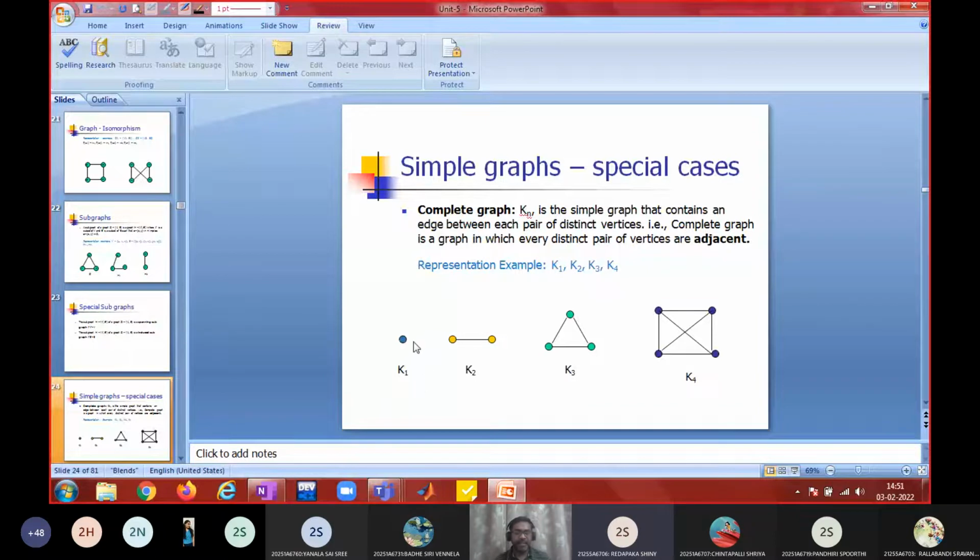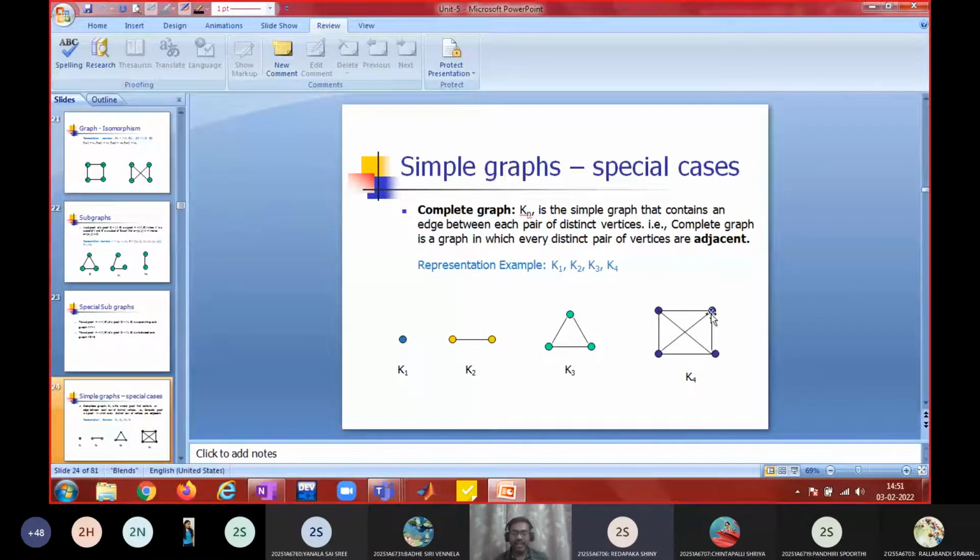What is K1? This is only one vertex, because I am telling it as a simple graph. Loops are not allowed. So this itself can be called a complete graph with one vertex. So for K1 there is no edge. For K2 there are two vertices and there is an edge connecting these two. And for three vertices there is an edge from V1 to V2, V2 to V3, V3 to V1. So you take any two vertices, they are adjacent. I should not use the word connected because there is another definition for connected. So any two vertices are adjacent, therefore it is a complete graph.